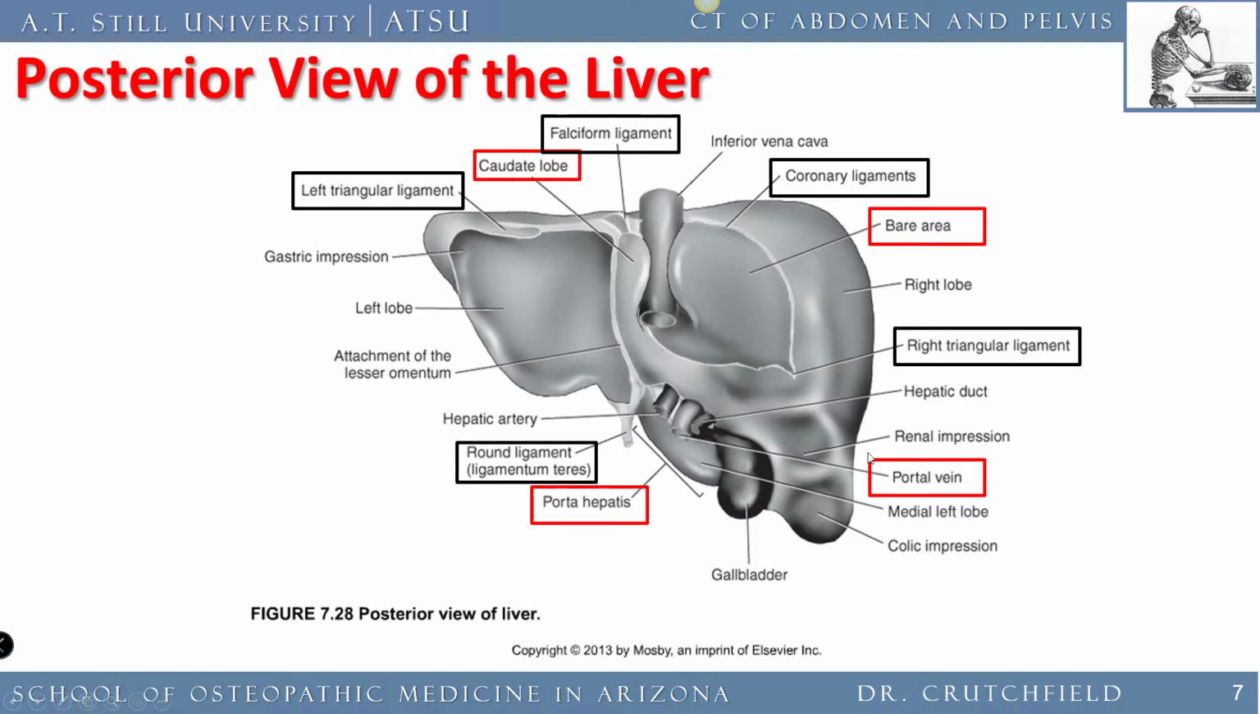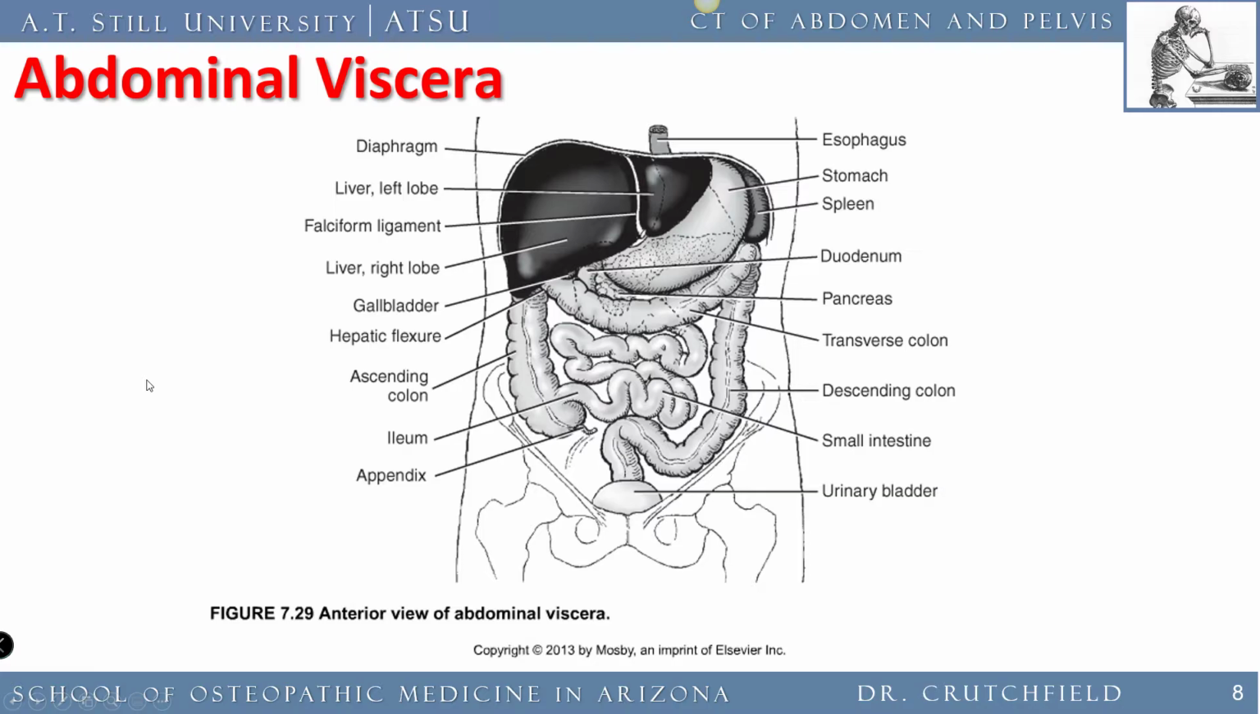So looking at the posterior aspect, we have the coronary ligaments, which again mean apex, crown, the bare area, the right triangular ligament, the portal vein. Here's our gallbladder, the porta hepatis, the incoming area of those three structures into the liver proper. I don't really care about the impressions. To me, that's minutia. So let's just gently go through the abdominal viscera.